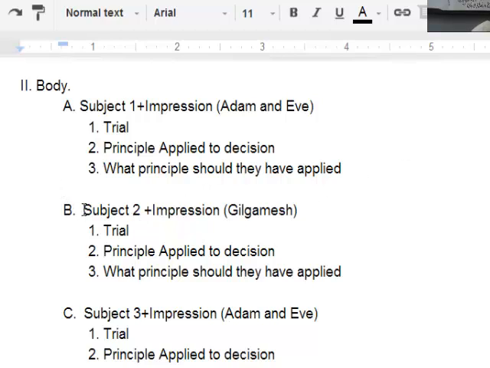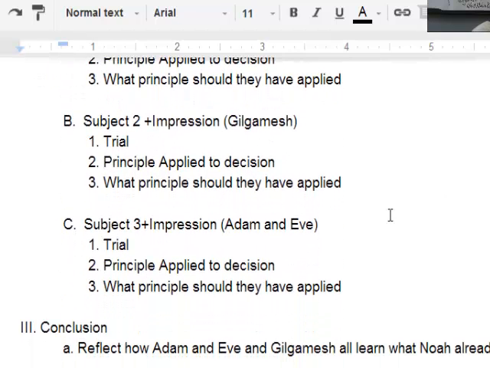Transition, Gilgamesh. Tell me about the trial. Tell me about the principle applied to the decision, and what should they have applied. Then move on to subject 3. Again, what impression you want people to have on subject 3, which should be, let me fix this really quick, which should be Noah, trial, principle applied to decision.